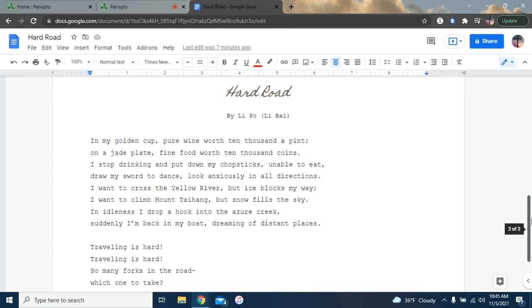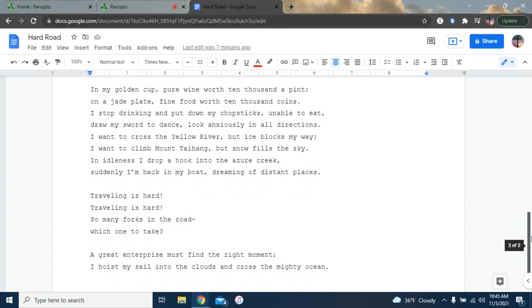Now, starting out: In my golden cup, pure wine worth 10,000 a pint. On a jade plate, fine food worth 10,000 coins. I stop drinking and put down my chopsticks, unable to eat. Draw my sword to dance, look anxiously in all directions. I want to cross the Yellow River, but ice blocks my way. I want to climb Mount Tahang, but snow fills the sky. In idleness I drop a hook into the Asura Creek. Suddenly I'm back in my boat, dreaming of distant places. Traveling is hard, so many forks in the road, which one to take? A great enterprise must find the right moment. I hoist my sail into the clouds and cross the mighty ocean.